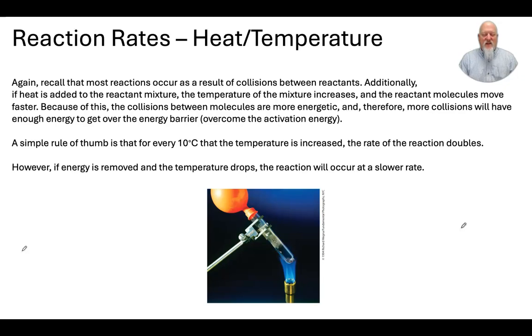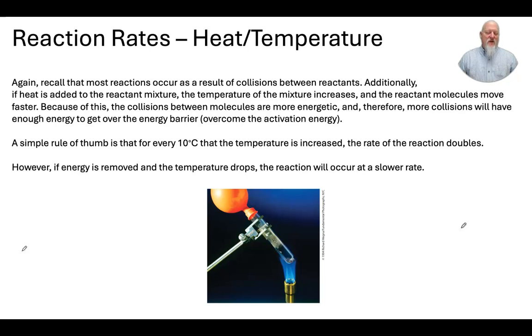Okay, the second thing is heat. We said that during collisions, a lot of times those collisions are what provide enough energy to overcome the activation energy. And if molecules are moving faster, they collide with more energy, more violently, and those collisions have a better chance of having enough energy to overcome that energy barrier, the activation energy, and get to products.